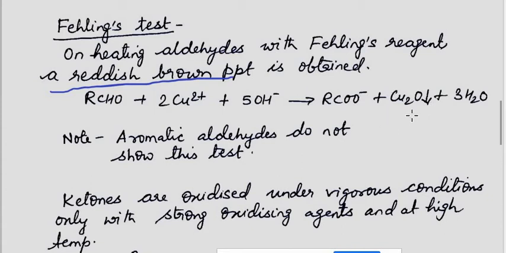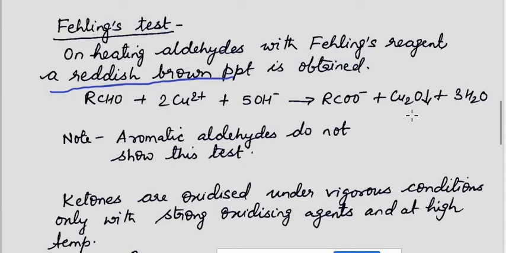you can say that aldehyde is present in the given sample. It is not a ketone. So Tollens test and Fehling's test are used to differentiate an aldehyde from a ketone. Ketones do not give this test. Why do ketones not give Tollens test or Fehling's test? Because ketones are difficult to oxidize. They can only be oxidized under drastic conditions, that means with a strong oxidizing agent and at higher temperature.